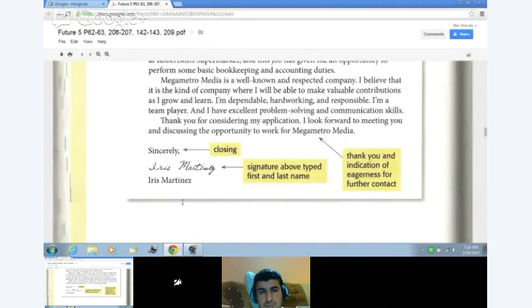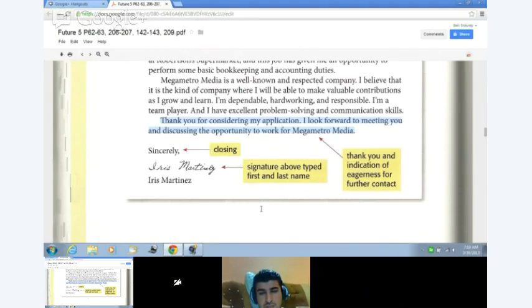Sign it, because you're going to sign your name. And if you printed this letter, go ahead and print your name as well. Also, in the very last sentence, you should say, thank you for taking the time to read my letter. I look forward to getting a response back. So you do that with anything.